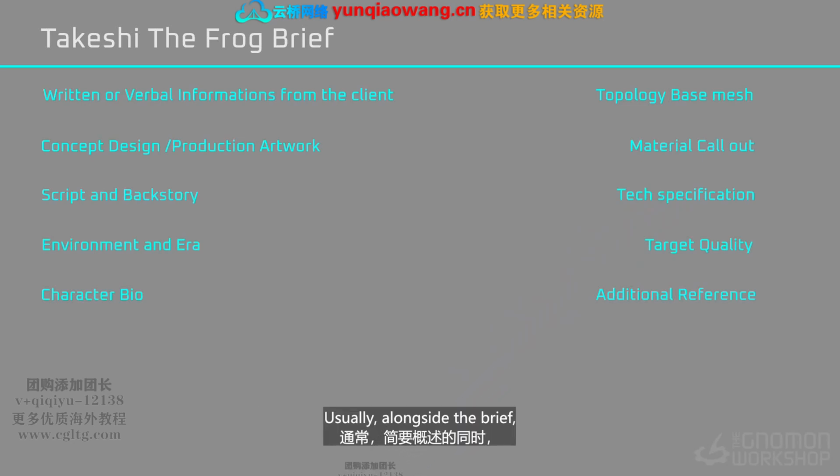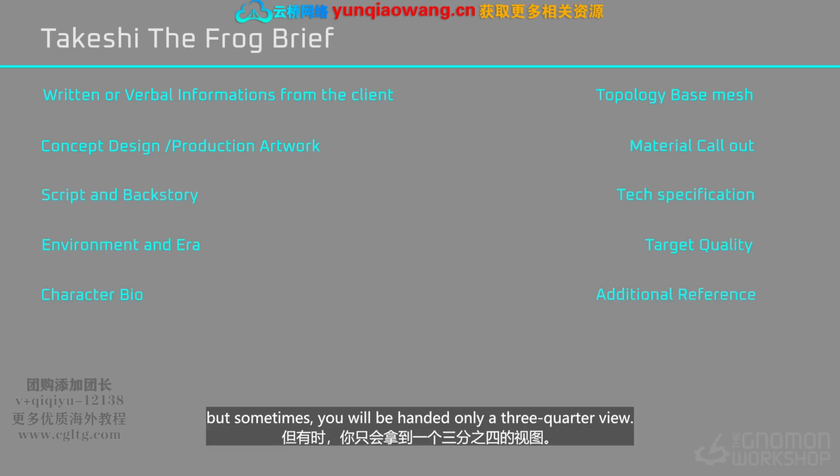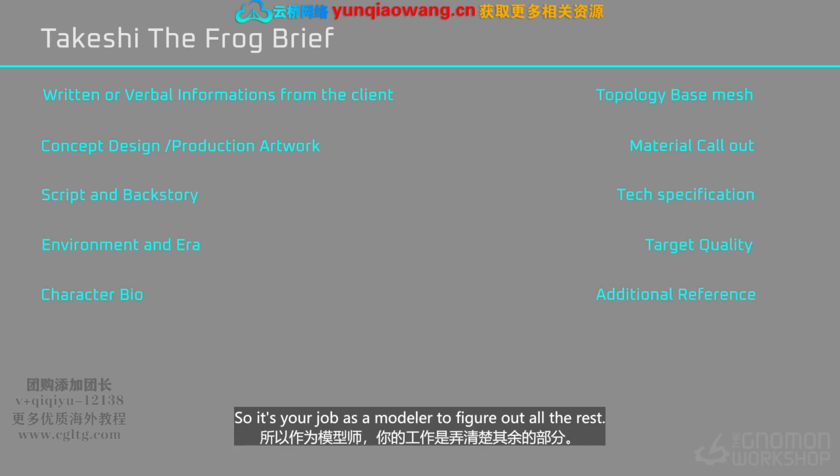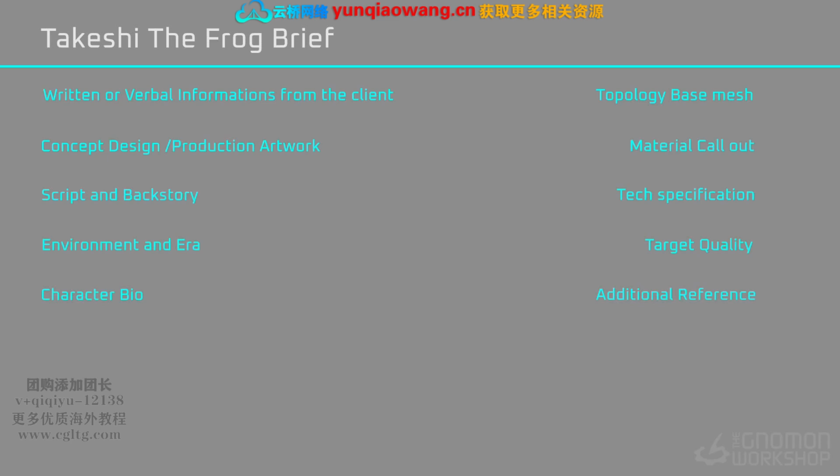Usually, alongside the brief, you're going to receive production design and character design. Many times, you will have orthographic views, front, side, and back, to clarify the design before it's built in 3D. This really depends on the studio and the size of the project. Sometimes they invest a lot of time to create all this design, but sometimes you will be given only a 3/4 view. So it's your job as a modeler to figure out all the rest.